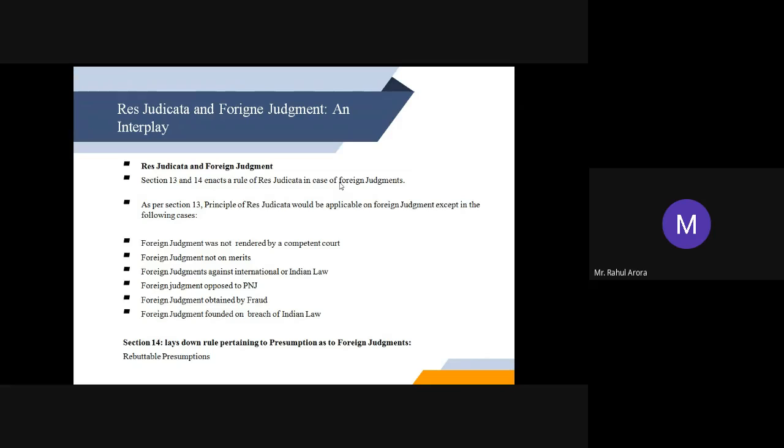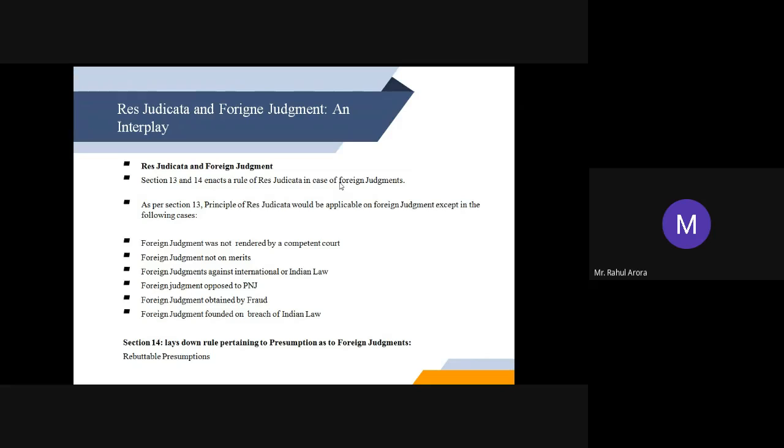The next point is when the foreign judgment has been obtained by the party by fraud. If the person who has invoked the foreign court's jurisdiction has thereby got a decision by fraud, then also that decision would not be binding in India, and the doctrine of res judicata would not be applicable in this case.